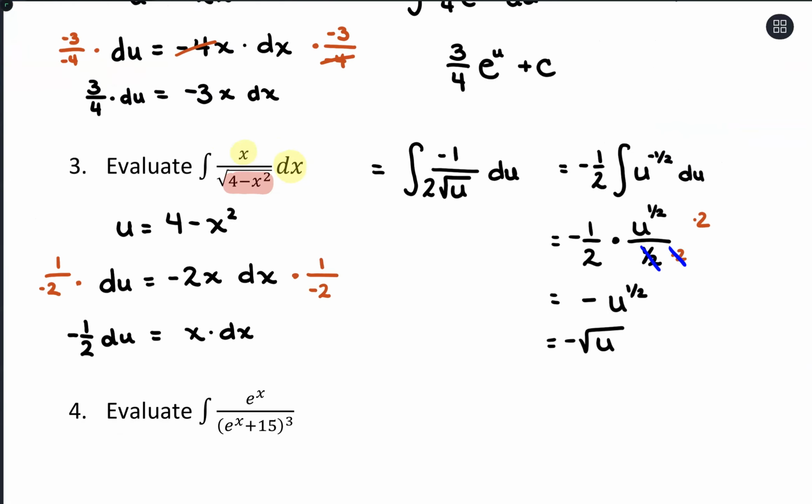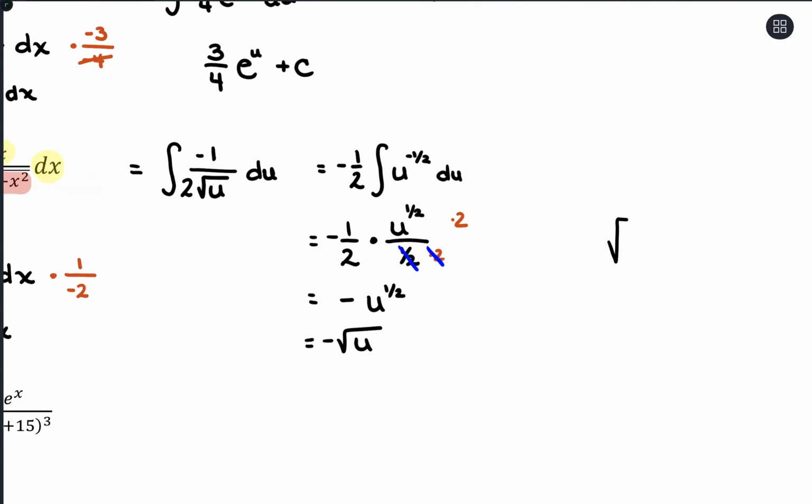And with that, we can substitute back in that u is equivalent to 4 minus x squared. So we're going to have the square root of 4 minus x squared with a negative out front. And again, we're used to taking the derivative of complex things. This is all a method of taking the antiderivative of complex things, but when we get to that answer, we can check at the end.